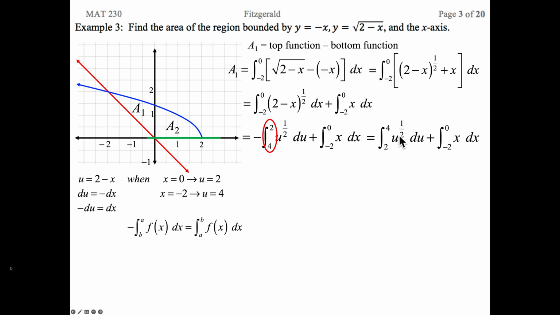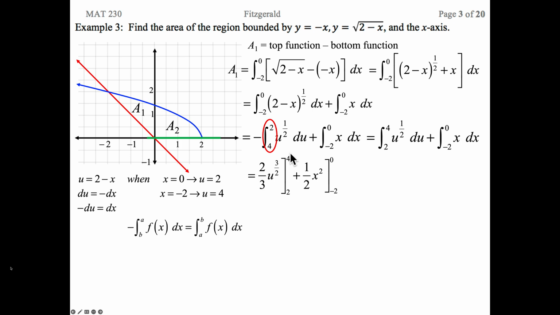So this one here, we'll add 1 to that. That'll be 1/2. That'll make it 3/2, and then you got to divide by 3/2, which is the same as multiplying by the reciprocal 2/3. Here we have x to the first becomes x squared over 2, or 1/2 x squared. Now we'll plug in and evaluate.